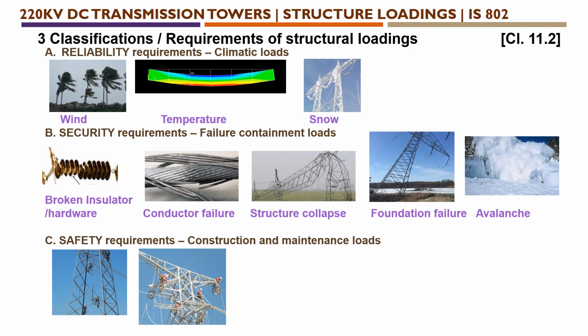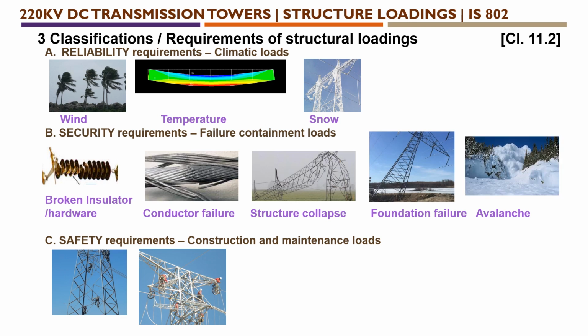There are various climatic loads such as wind, temperature and snow, which you can see in the pictures. These are the climatic loads which can be applied on the entire components of a transmission line, for example, the transmission line tower structure, insulator strings, accessories, hardware and earth wire. All those components are subject to the climatic loads of wind, temperature and snow. So all these load combinations and load parameters come under reliability requirements.